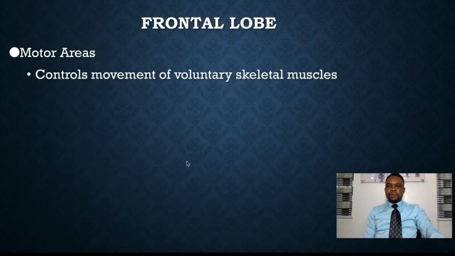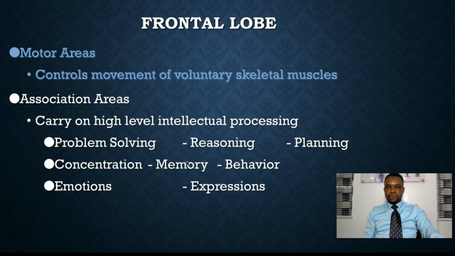Now, there are different functions of each of these lobes. The frontal lobe controls movements of voluntary skeletal muscles. Within the frontal lobe, there are what we call association areas, which carry on high-level intellectual processing. So when you want to solve a mathematical problem, you are reasoning, planning, concentrating, memory, behavior, emotion, expression. All these are functions of the frontal lobes of the brain.